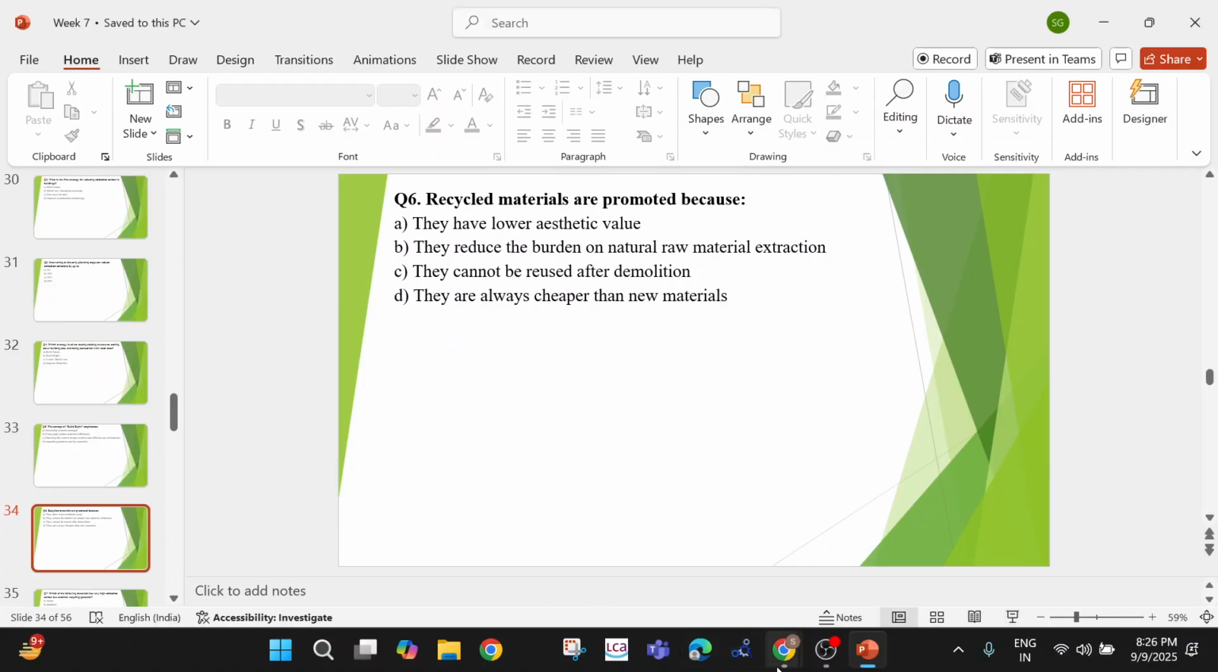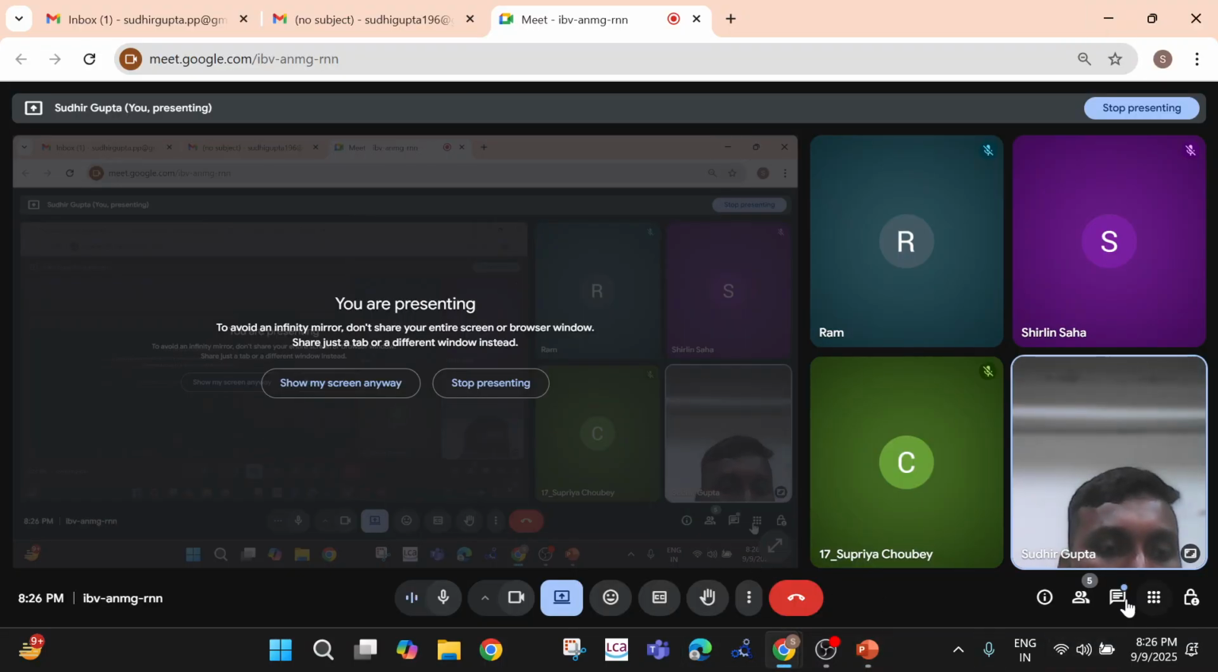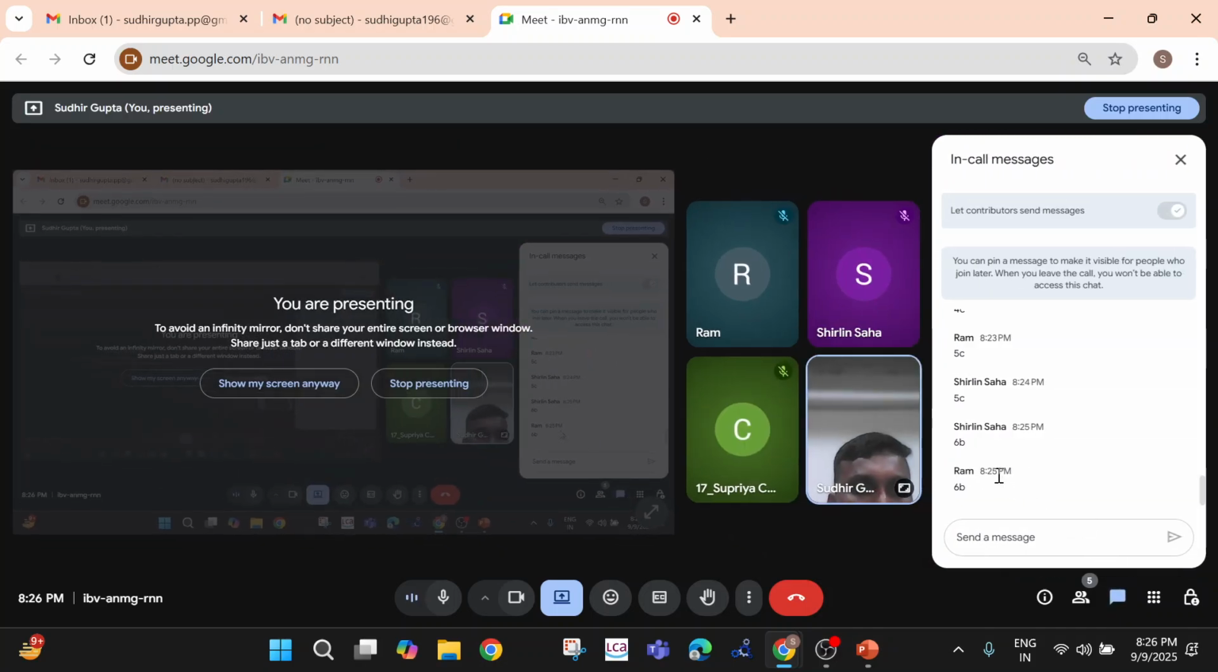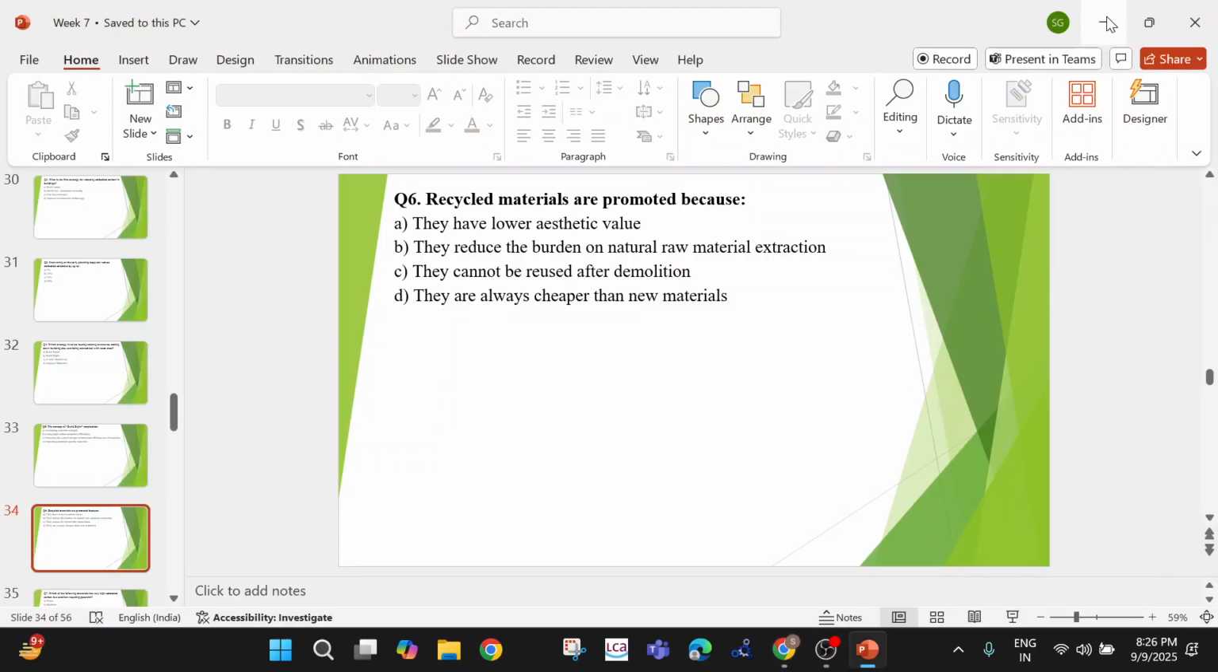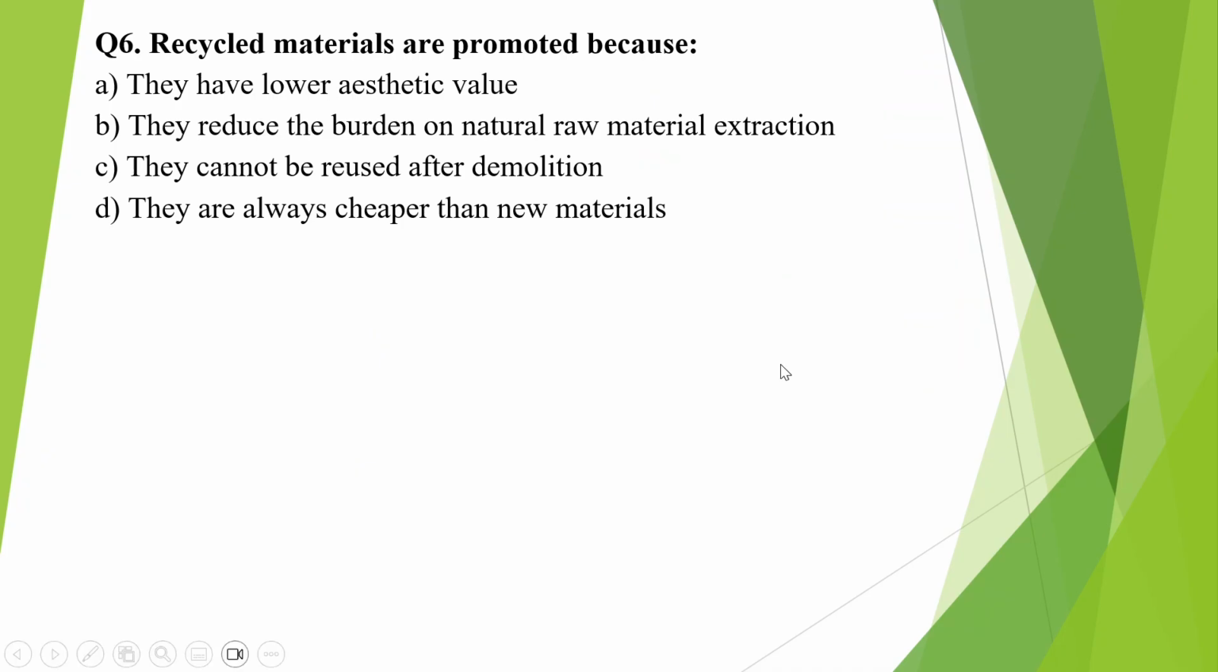Anyone who knows the answer can mark their answers in the chat box. Yeah, I can see many of you have marked, but all of you have marked option B. That says that recycled materials are promoted worldwide by different agencies because they reduce the burden on the natural raw material extraction.